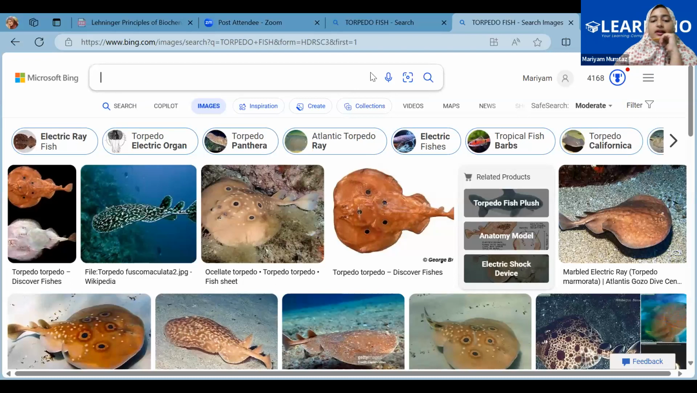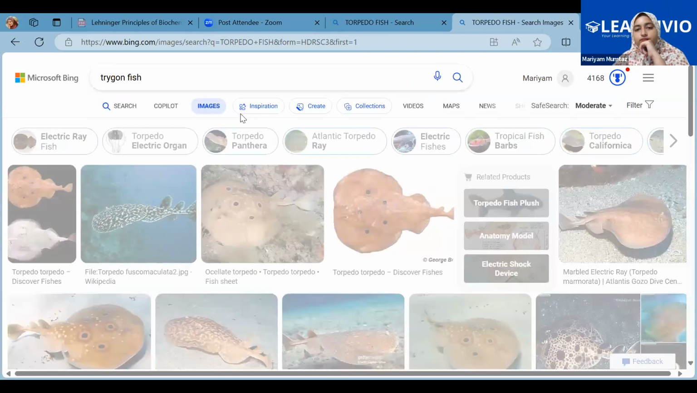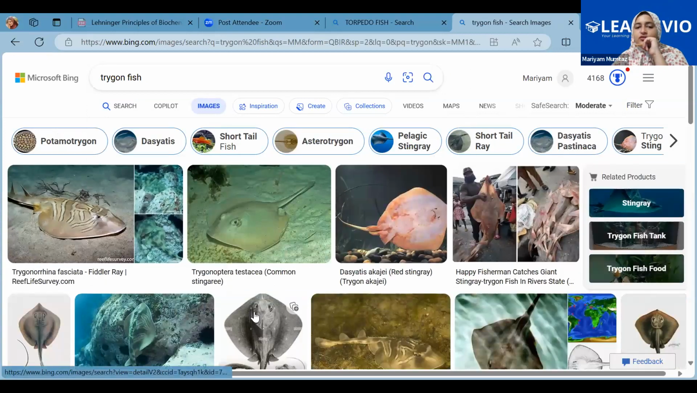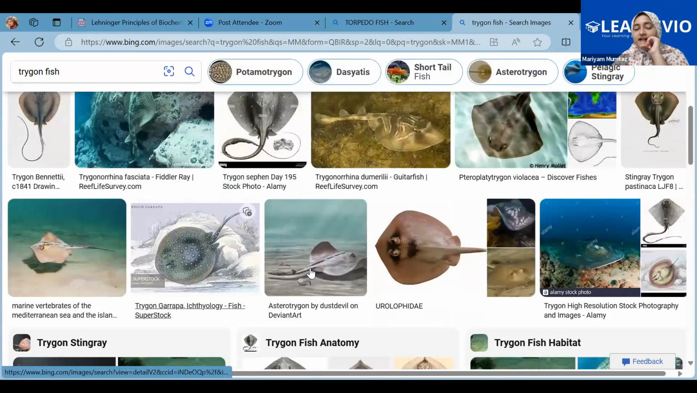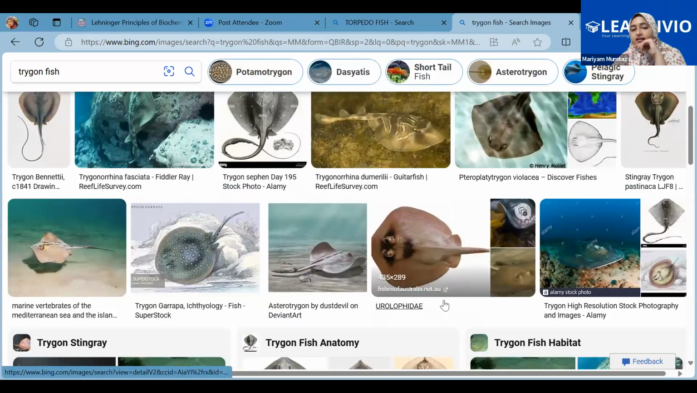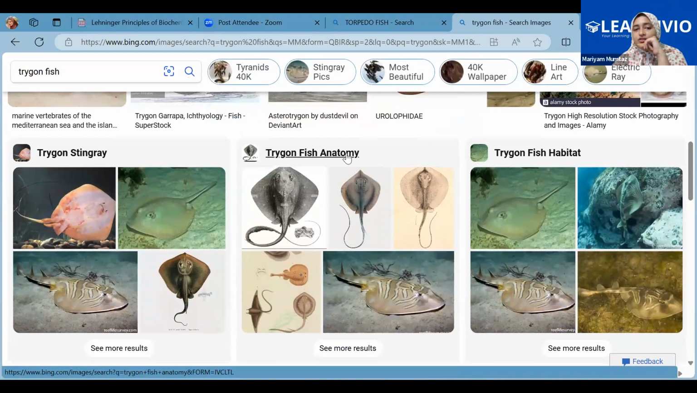Now talking about trygon. See, this looks almost similar to the torpedo, but these are the ones that have a poisonous sting. They will sting the organism or anything that may come to harm them. So this one is trygon, that is stingray.